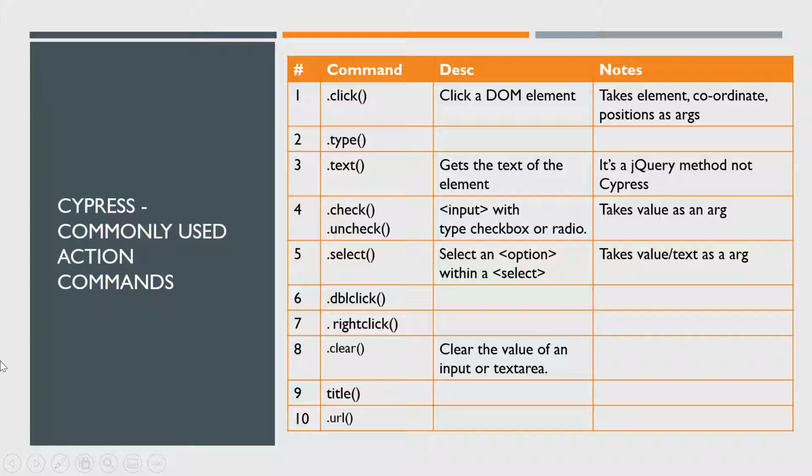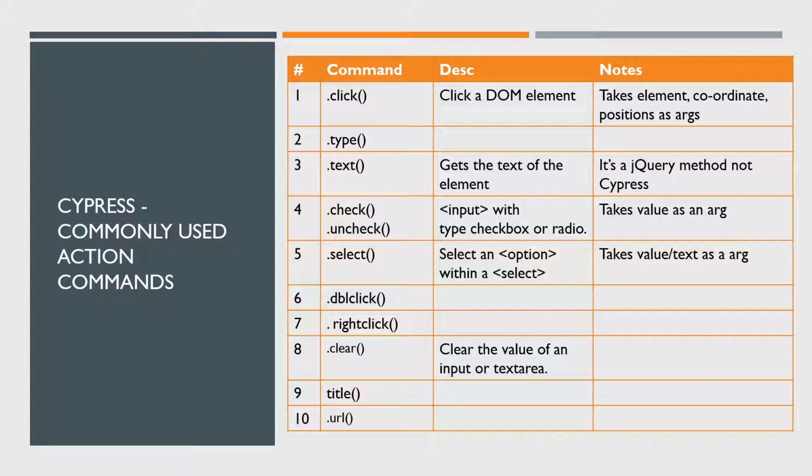The next thing is type. If you imagine any website, this is the maximum we do from an automation point of view, most of the time, except for rare scenarios. We either click, type something, or get the text of an element. So in the first three methods, most of the time we tend to do that. The fourth one is check and uncheck. If there is a checkbox, you can go and check it or uncheck it.